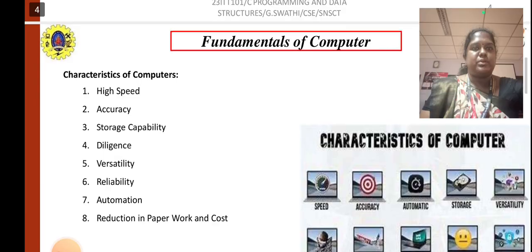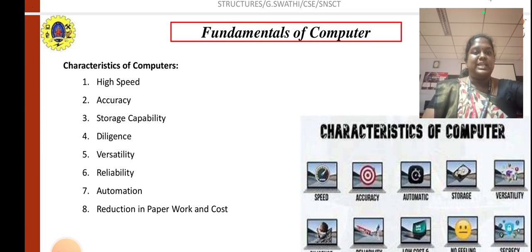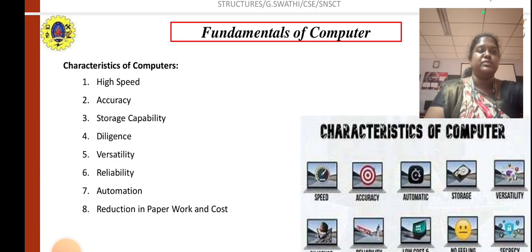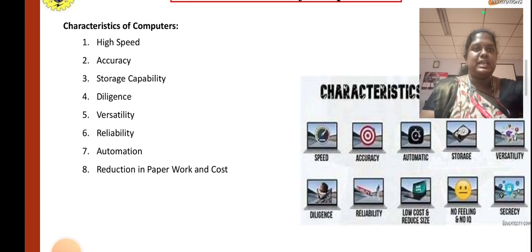The characteristics of a computer are high speed, accuracy, storage capacity, versatility, reliability, automation, and reduction in paperwork and cost. If you have a large number of pieces of information stored in a computer, it is easy to retrieve whenever and wherever we want. These are the characteristics of a computer.